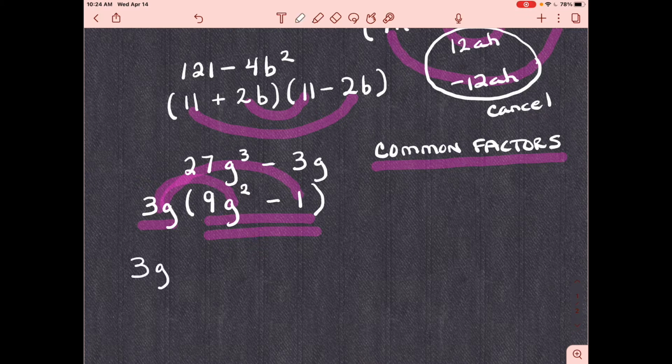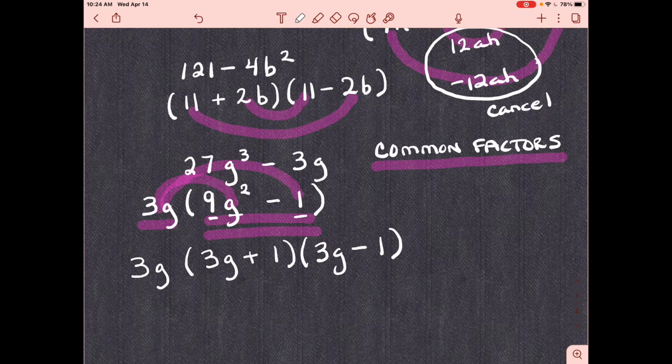It's still part of my end answer, but I'm going to have 3g plus 1, because 9 is a perfect square, 3 times 3 is 9, g squared is a perfect square, g times g is g squared, and 1 is a perfect square because 1 times 1 is 1. And then I need to have a plus 1 and a minus 1. It doesn't matter which order you put those in.